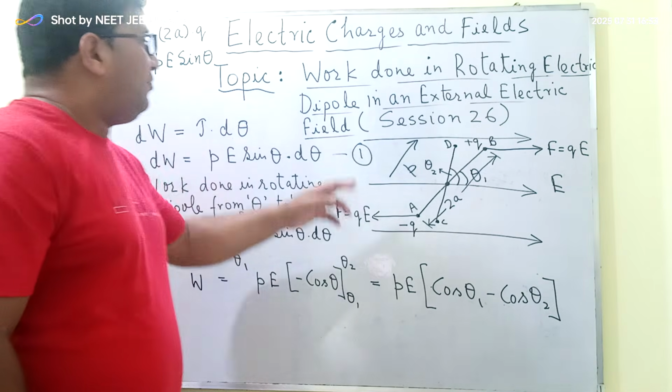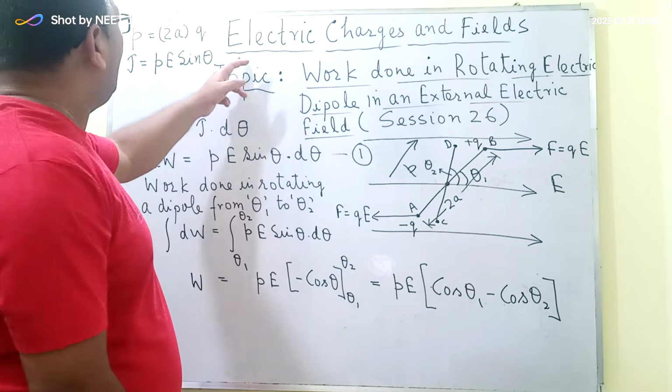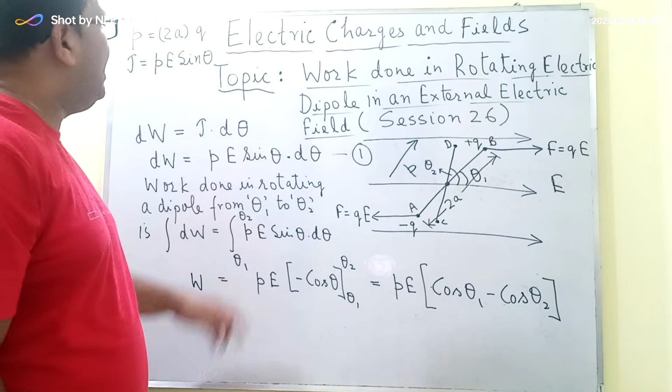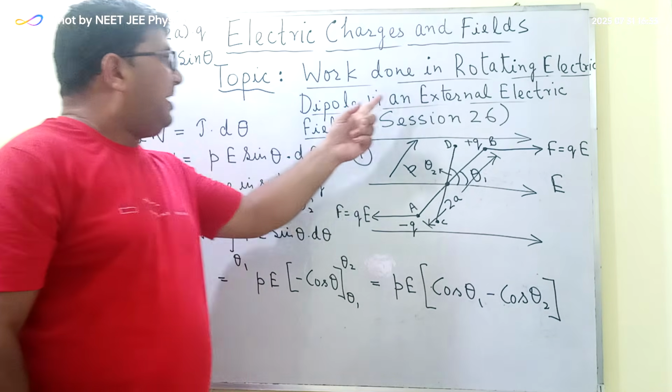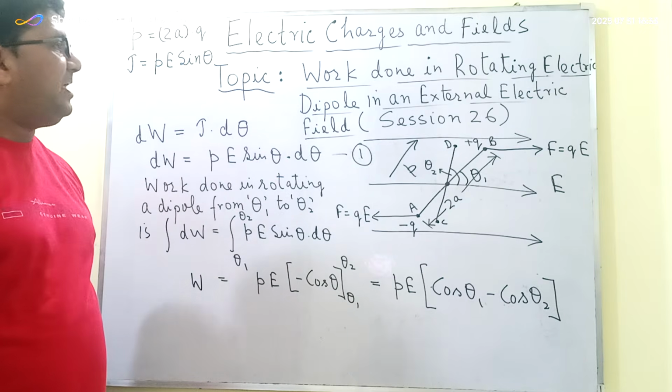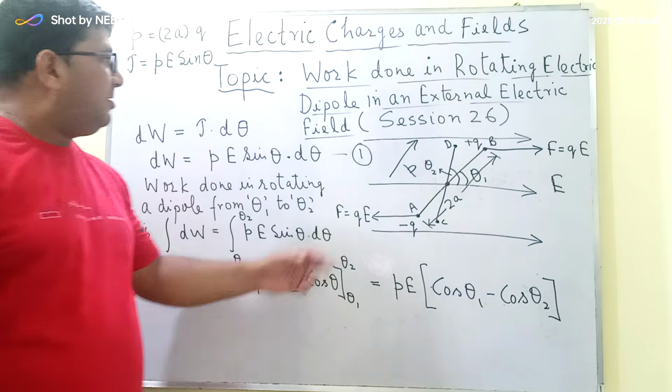Good evening and welcome to session number 26 from the chapter of electric charges and fields. The topic is the calculation of work done in rotating an electric dipole when placed in an external electric field.